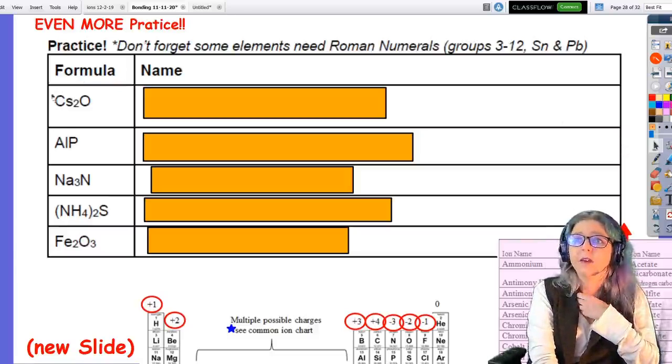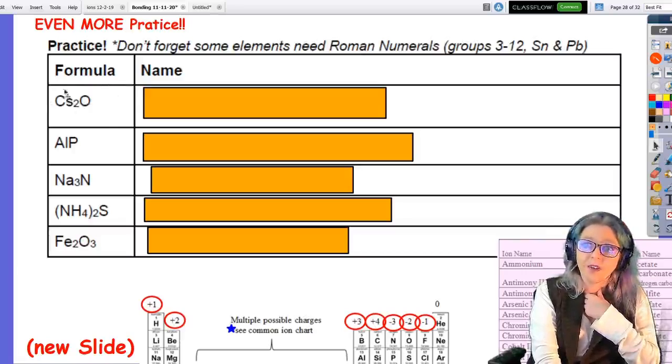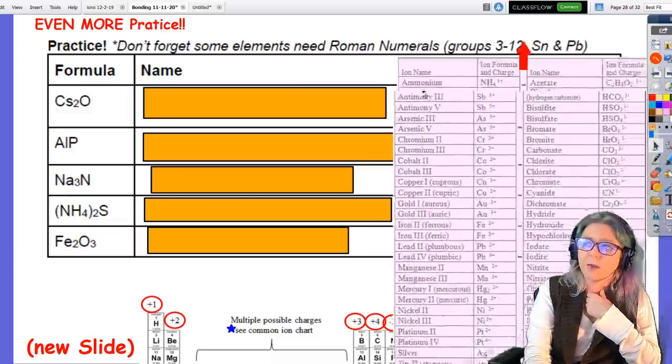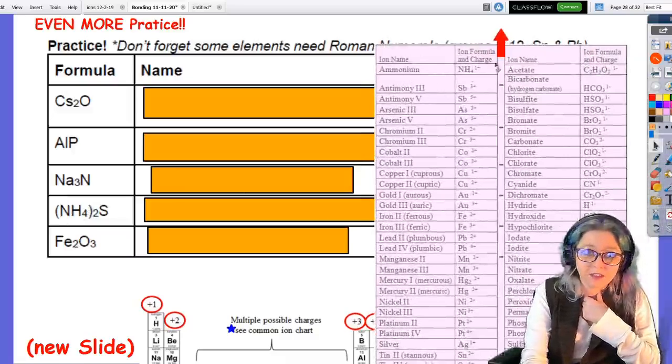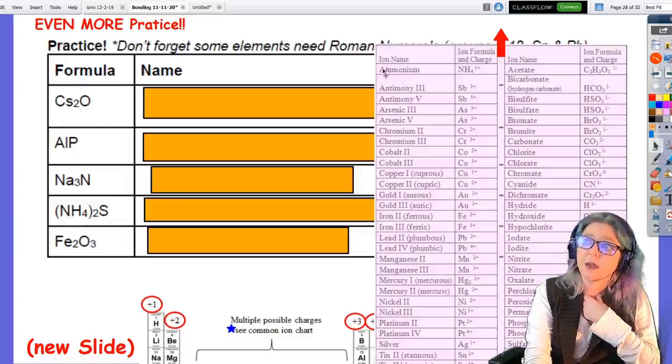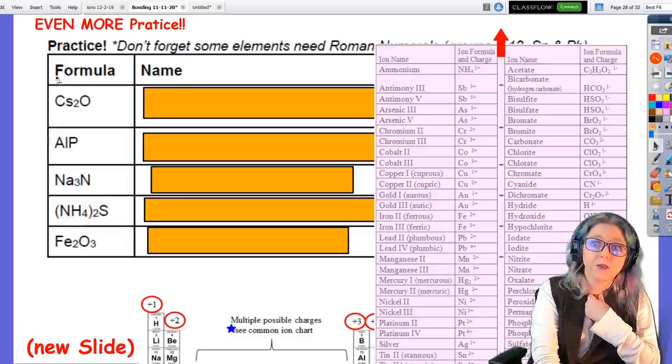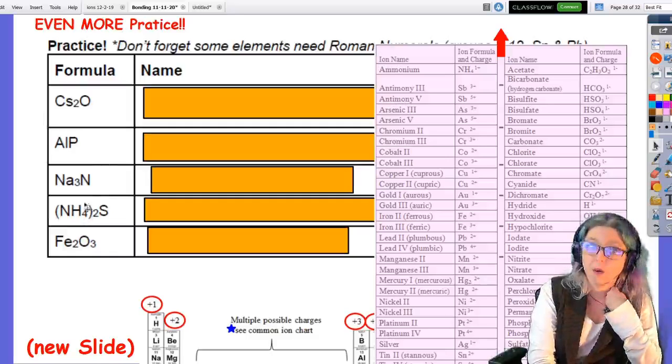You always name the first thing in the compound and then the second thing in the compound. The first thing in the compound is almost always a metal. The one exception is when it is actually ammonium. I always say you don't need to memorize your polyatomic ions since you always have that list to look at, but it's worth your time to remember that ammonium is NH4 and it's our only positive polyatomic. So your ionic compounds will always start with a metal or ammonium.